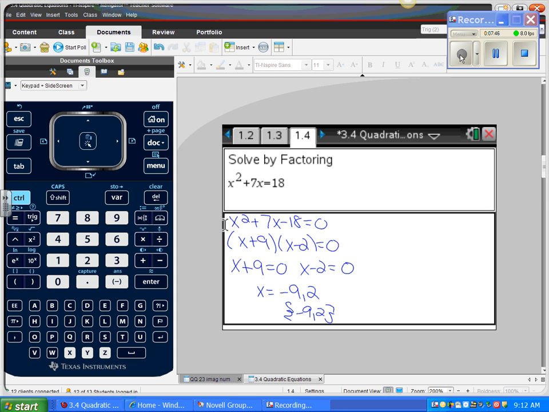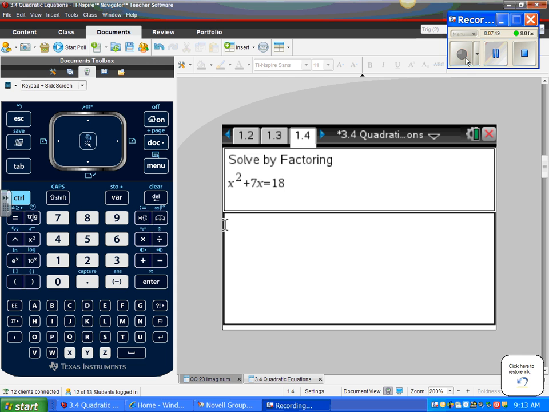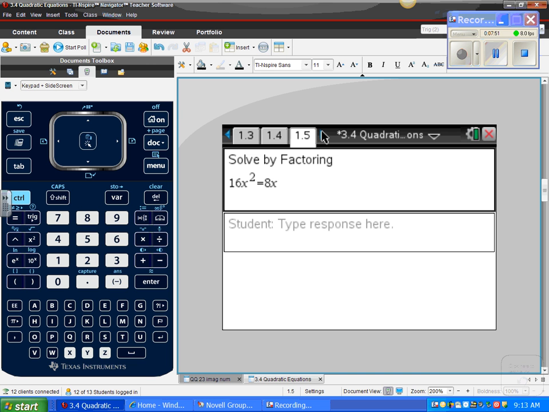I'm going to pause right here. Okay. All right, so this one is a little bit different, right? Same kind of idea. It's still a quadratic, still has an x squared, right? So how should I start it? How do I get rid of it? Subtract it over. Good. So we're going to subtract that over.